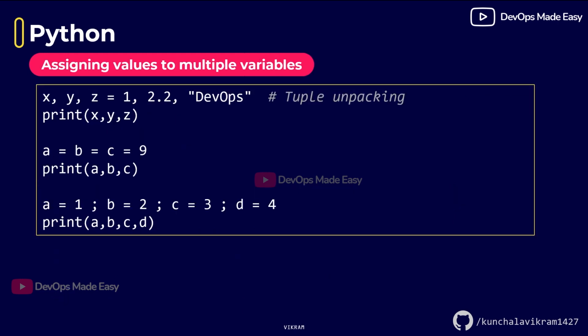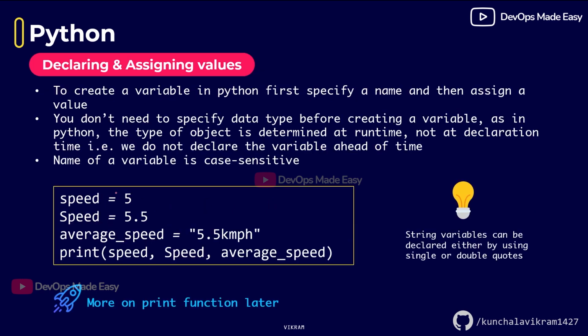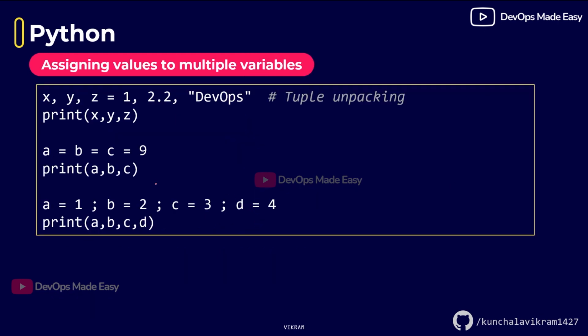Now assigning multiple values. In the earlier slide, we had seen speed is equal to 5, Speed is equal to 5.5, and average speed is this one. So can I assign multiple values in a single line? Yes. Here I have a requirement like x is equal to 1, y is equal to 2.2, and then let's say z is equal to DevOps. So instead of defining them in three different lines, I can use this notation, x comma y comma z is equal to 1, 2.2 and DevOps. Each one will get assigned like this.